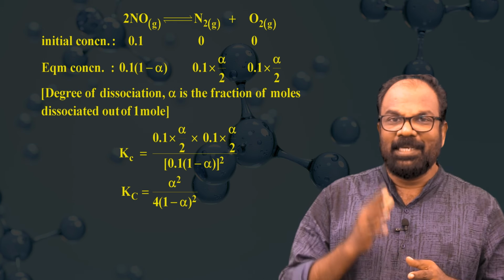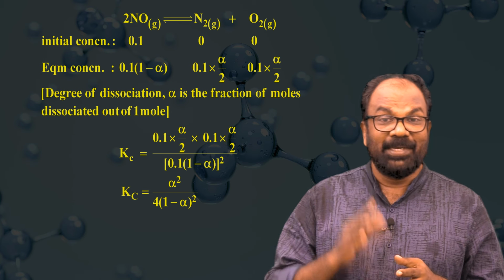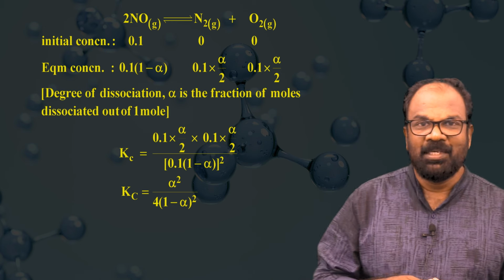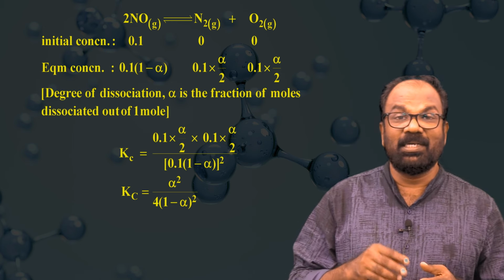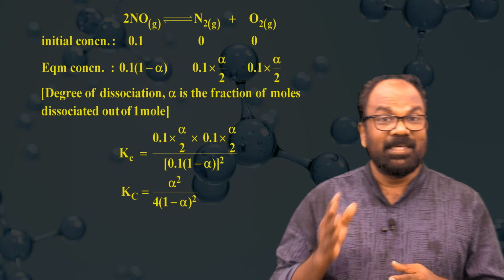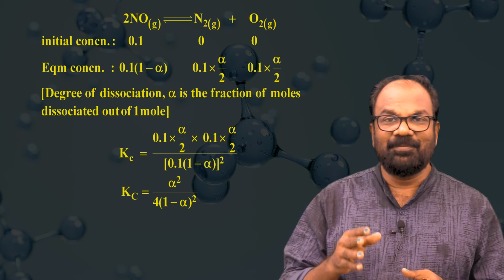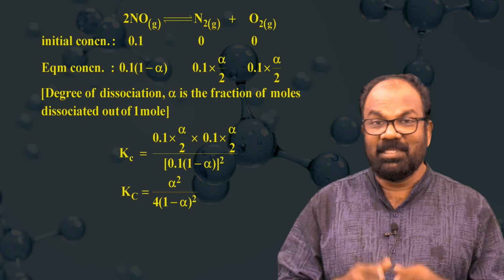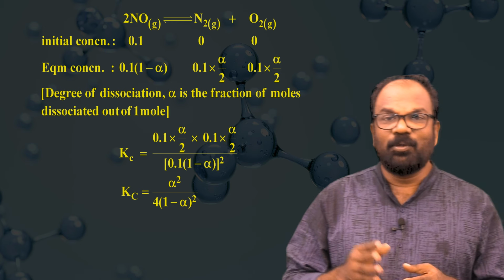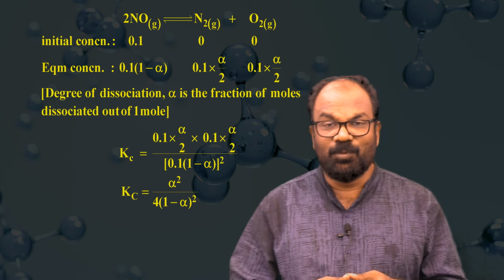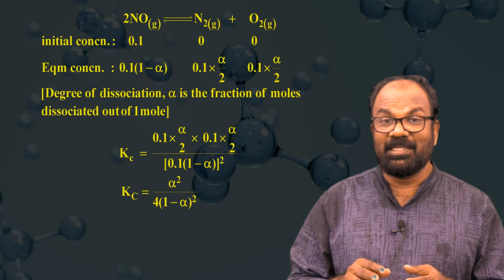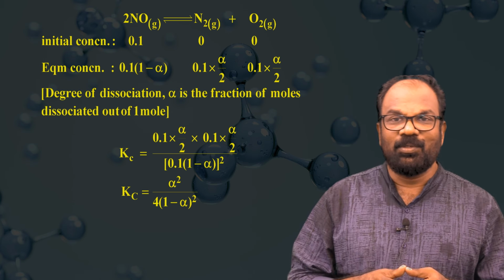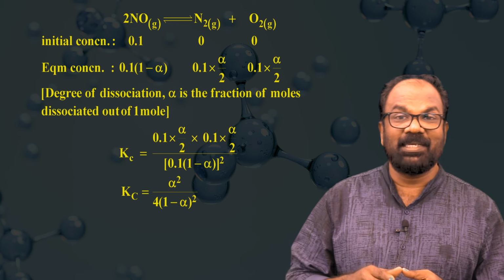Now the concentration of NO becomes 1 minus alpha, and that of N2 and O2 becomes alpha by 2. Since the initial concentration of NO was 0.1, its equilibrium concentration becomes 0.1 into 1 minus alpha, and that of N2 and O2 becomes 0.1 into alpha by 2. Now the equilibrium constant Kc is equal to 0.1 into alpha by 2, which is the equilibrium concentration of N2, into 0.1 into alpha by 2, that is equilibrium concentration of O2, divided by 0.1 into 1 minus alpha the whole square, which is the concentration of NO at equilibrium. Therefore, Kc is equal to alpha square divided by 4 into 1 minus alpha the whole square.